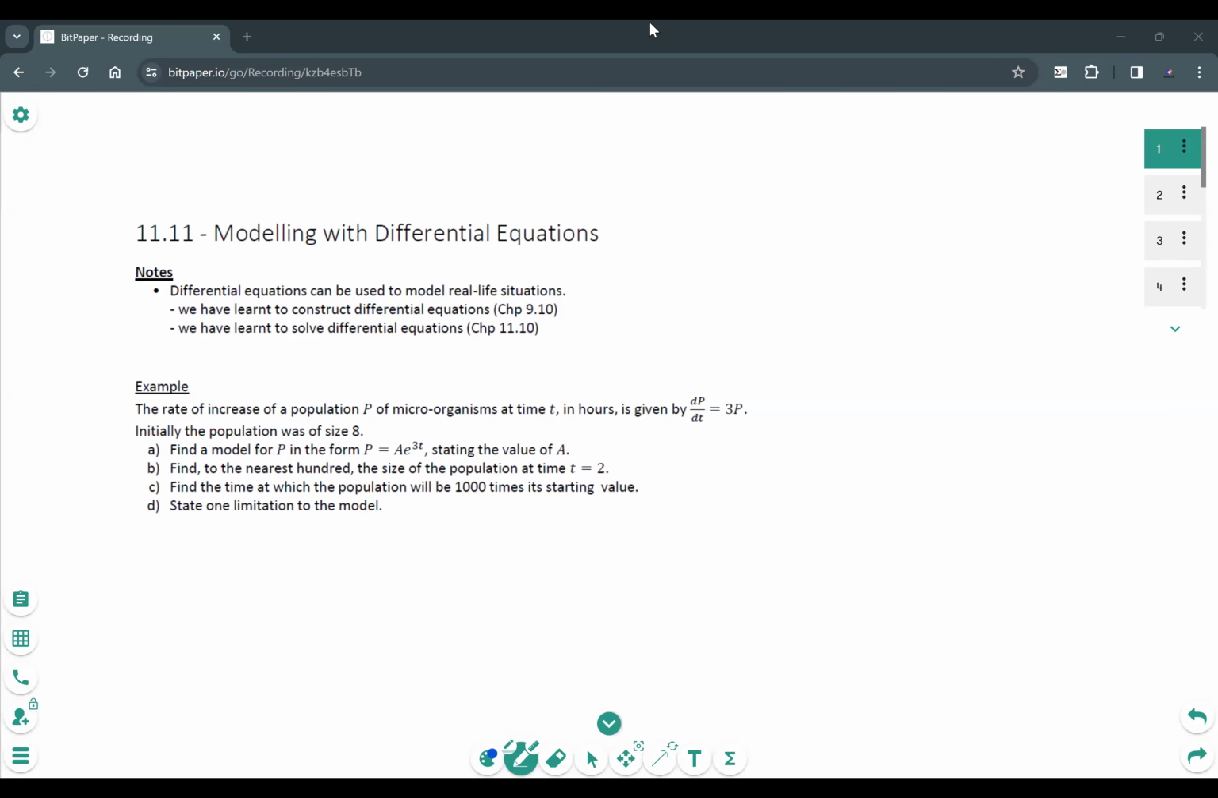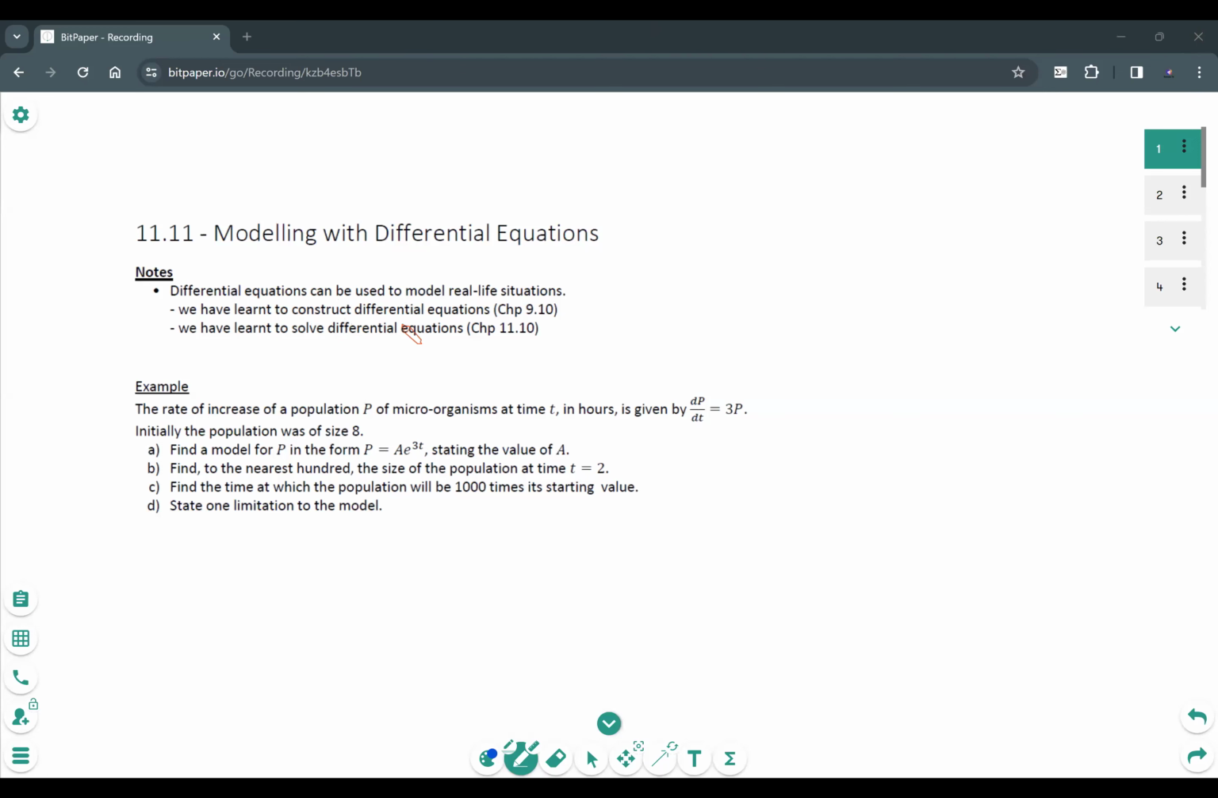So carrying on from last lesson where we learned how to solve differential equations using a method we called separation of variables. Yeah, separating egg white and the egg yolk. Yep. So now differential equations can be used in more real life situations.